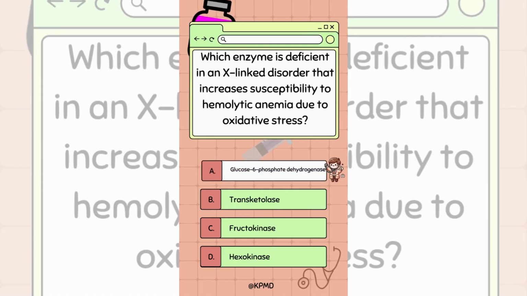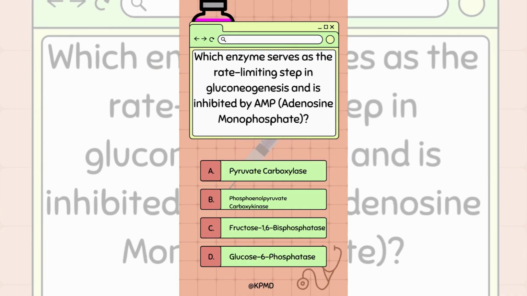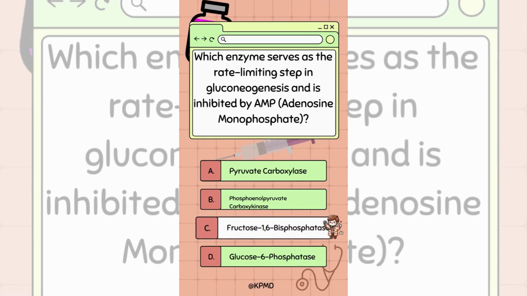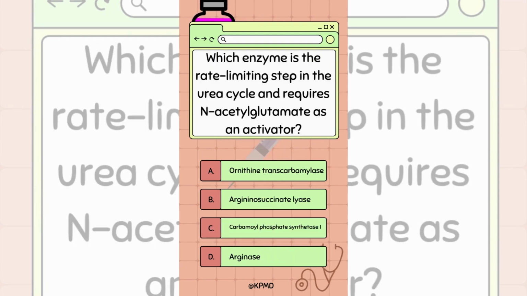Correct answer is A. Glucose 6-phosphate dehydrogenase. Which enzyme serves as the rate-limiting step in gluconeogenesis and is inhibited by AMP? Correct answer is C. Fructose 1,6-bisphosphatase. Which enzyme is the rate-limiting step in the urea cycle and requires N-acetylglutamate as an activator?